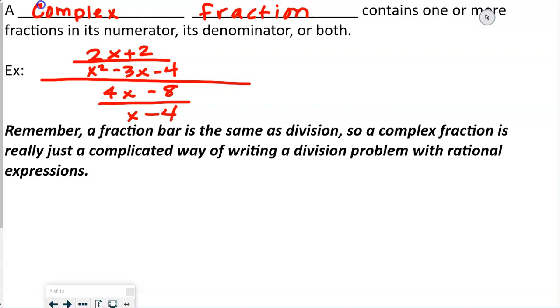Okay, so now let's talk about what we have here. Do y'all notice this bar right here? Remember, a fraction bar is the same as division, right? So a complex fraction is really just a complicated way of writing a division problem with rational expressions. That's what it is.